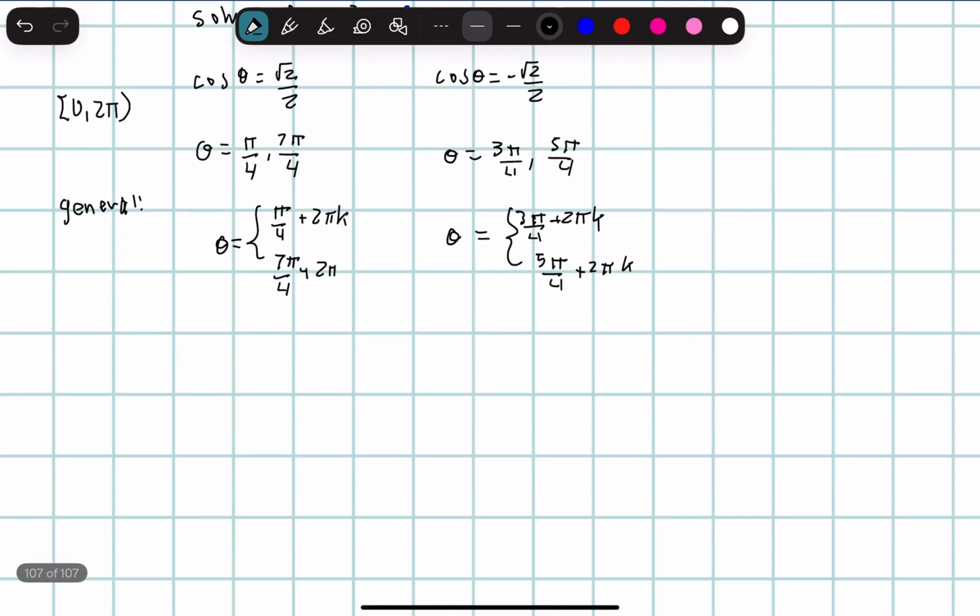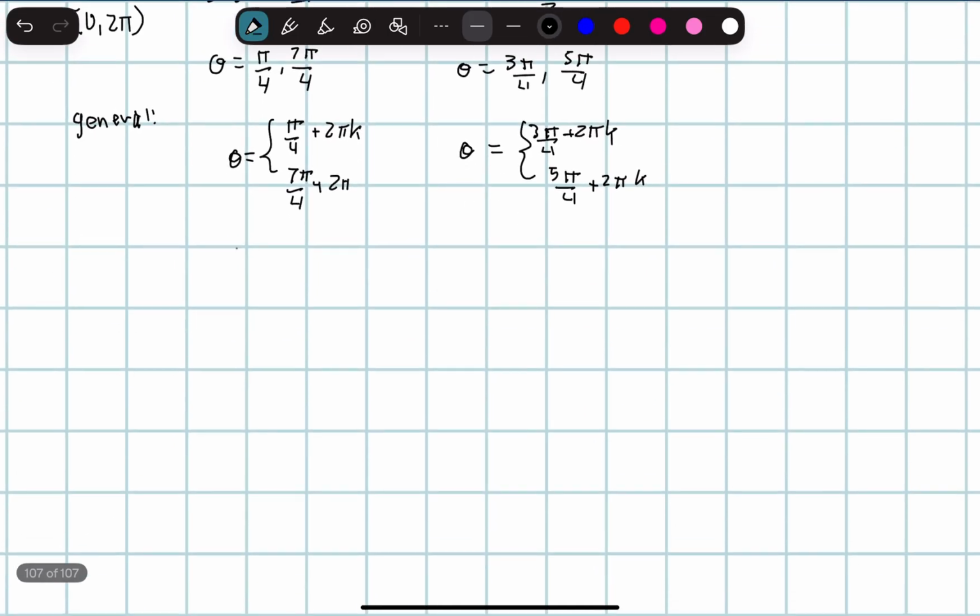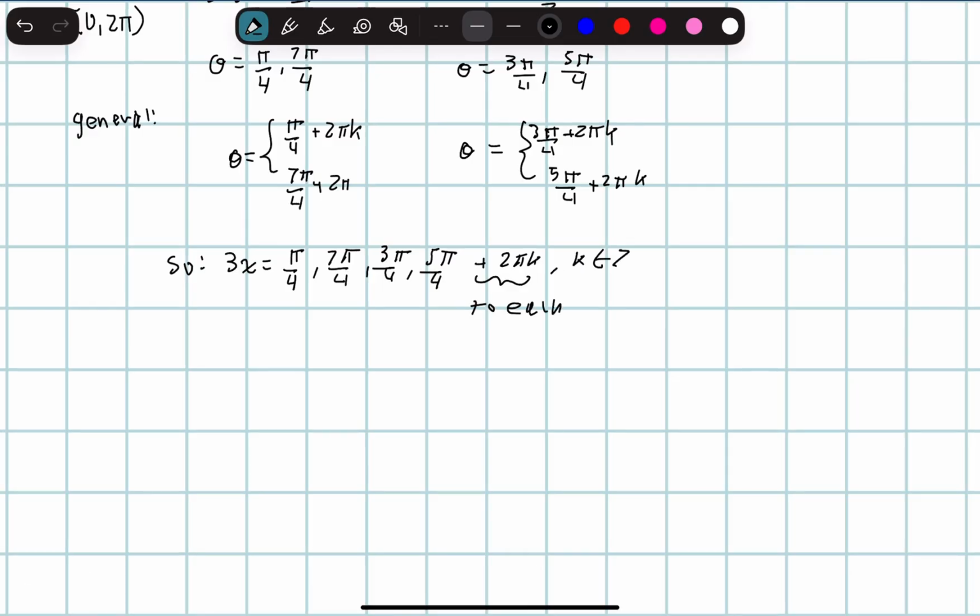Basically set that equal to theta. So in reality, we actually have that 3x was pi over 4 plus 2 pi k. This can take so long. Pi over 4, 7 pi over 4, 3 pi over 4, 5 pi over 4, plus 2 pi k to each, where k was a part of Z.